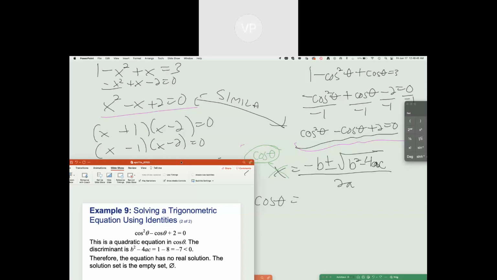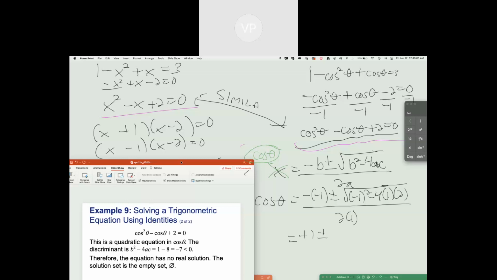Okay? So when I plug in my numbers, it's cosine theta, and we're just looking at the coefficients, whatever's in front of there. So it's -1, plus or minus the square root of -1 squared minus 4 times 1 times 2, all over 2 times 1.